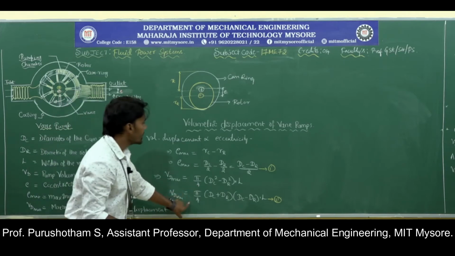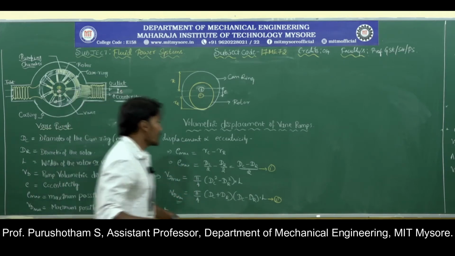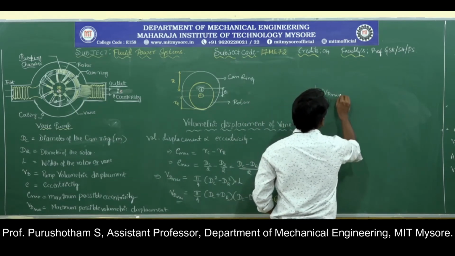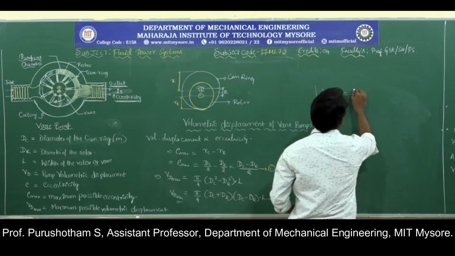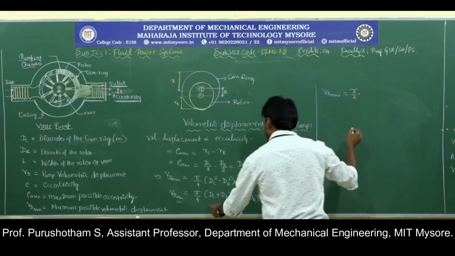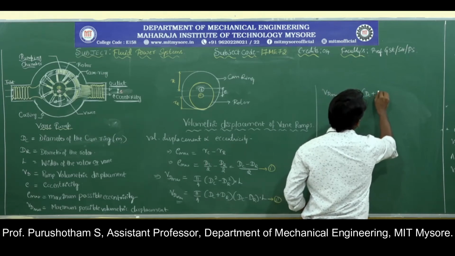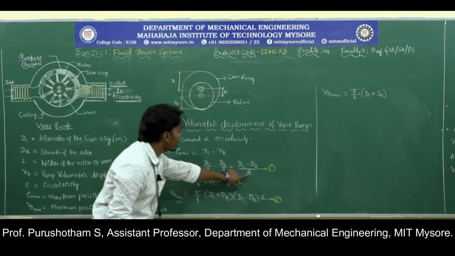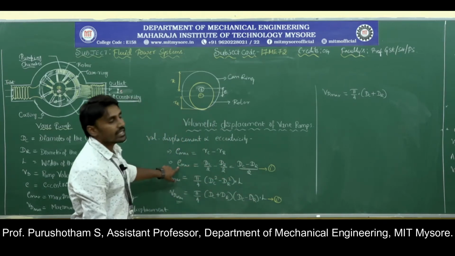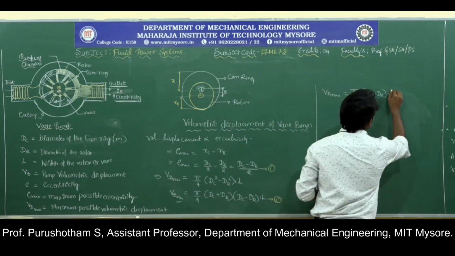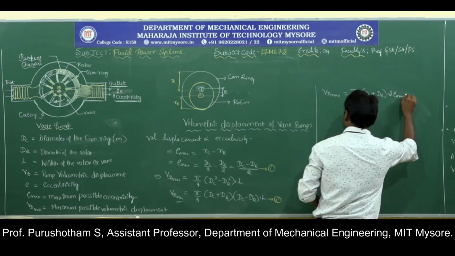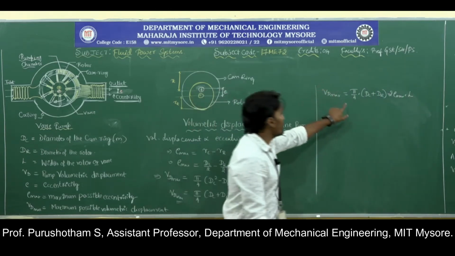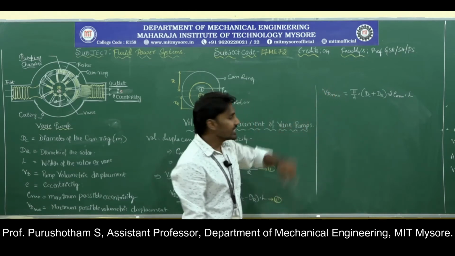Now substitute equation 1 in equation 2. So then, Vd max is equal to pi by 4 into (dc plus dr), and in the place of (dc minus dr) I am going to replace 2 times E max, into L. So this will be the maximum possible volumetric displacement.